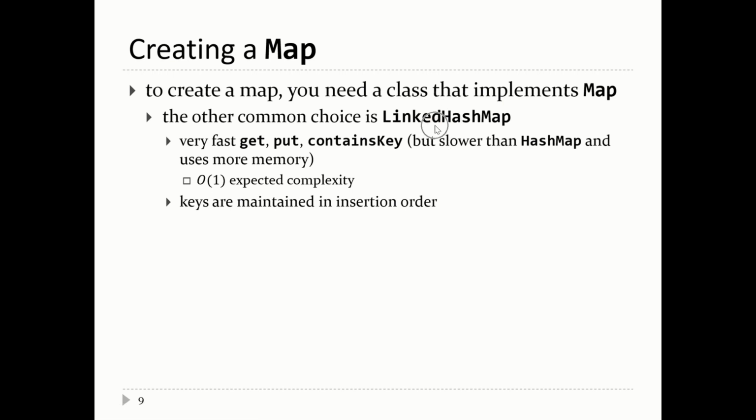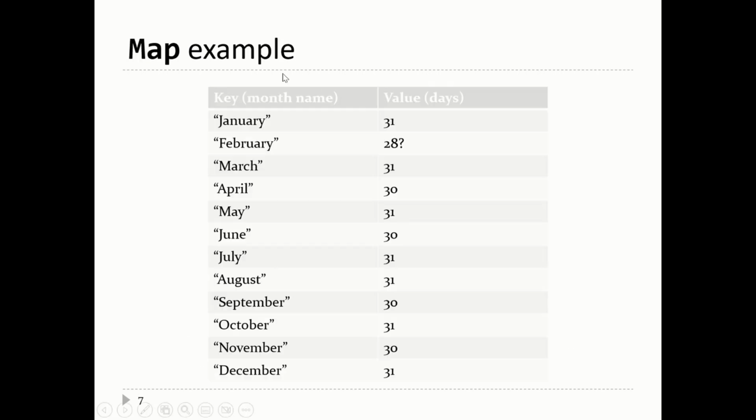In a linked hash map, it's very fast, so it's still O(1), but the linked hash map keeps extra information. It stores what order the keys were inserted in. And so it'll keep your keys in insertion order, which you'd probably want for this example. If you wanted to iterate over the keys in this map, you'd want to do them in the order in which the months appear. So here would be an example where you use a linked hash map.